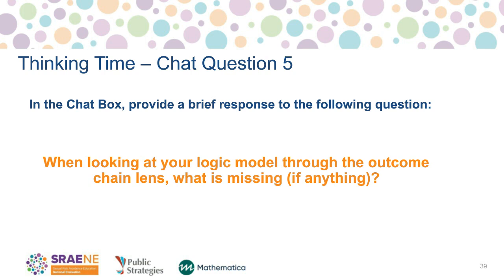All right, somebody is asking me about how many outcome chains. I think that how many outcome chains is dependent upon your program, like what is it that your program can actually accomplish, and what is the purpose of your logic model, right? So you need to think about that. There's not a magic number.